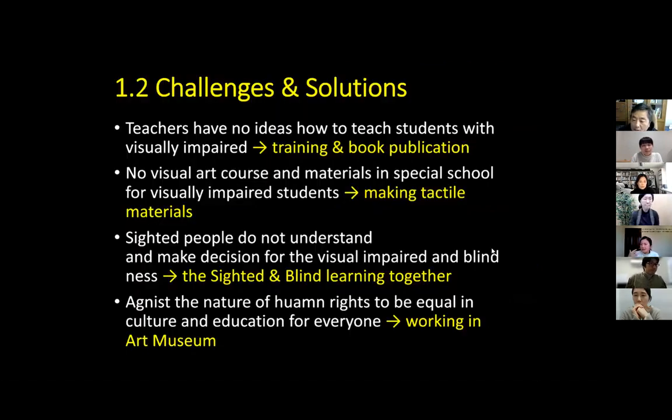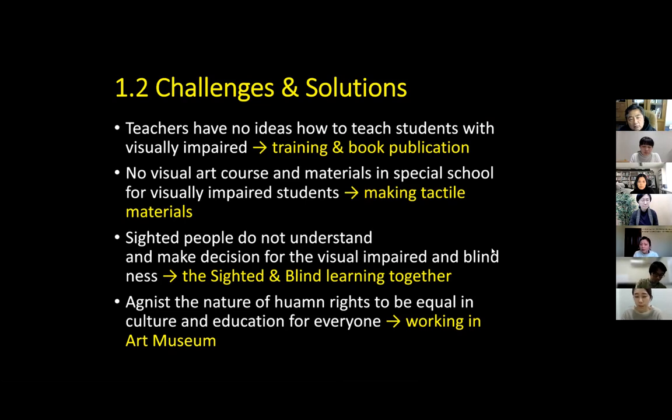But I faced many challenges, and I try to find solutions, because the teacher may have no idea how to teach students with visual impairment. So I try to train them and publish books to help them understand. And next, there is no visual art course and material in the special school. So I try to make tactile material to help them, to help teachers.